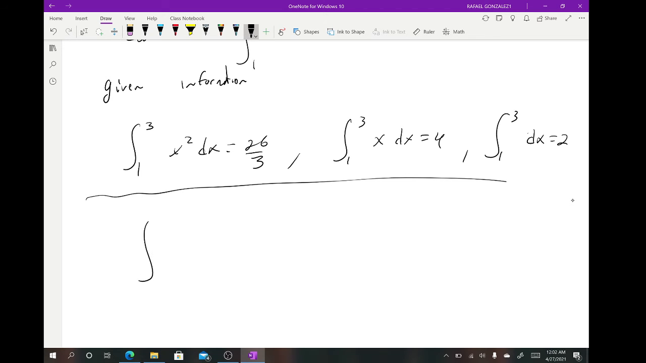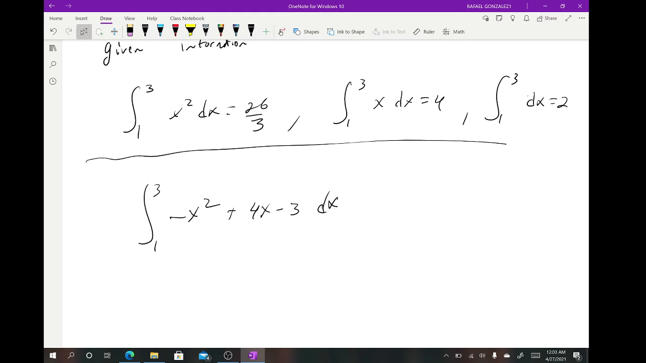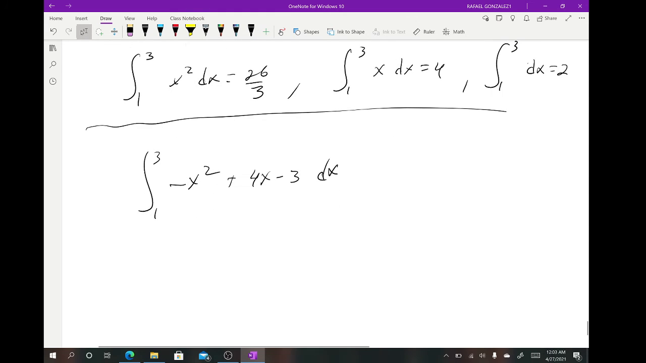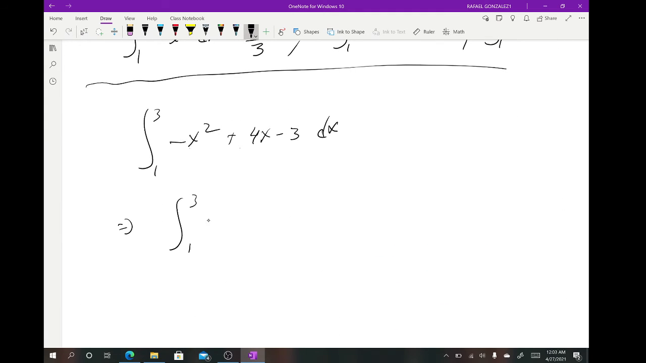Well, the problem that we have is the integral from 1 to 3 of negative x squared plus 4x minus 3 dx. Now, using the two rules that I gave us, we can solve this. First, we can separate each of the terms by using rule number 2. So we have the integral from 1 to 3 of negative x squared dx, plus the integral from 1 to 3 of 4x dx, plus the integral from 1 to 3 of minus 3 dx.